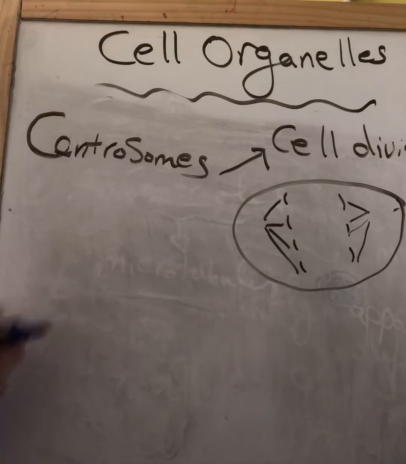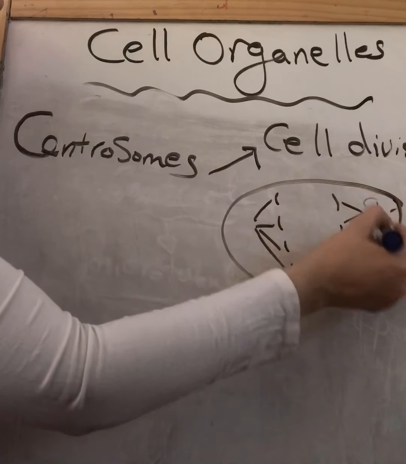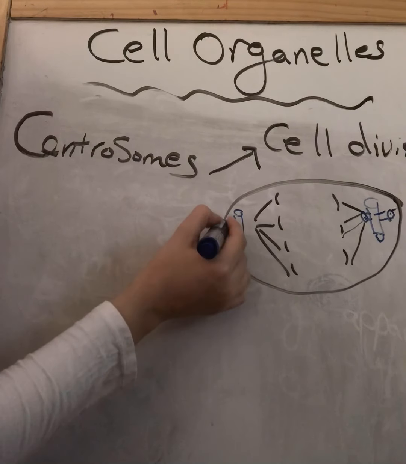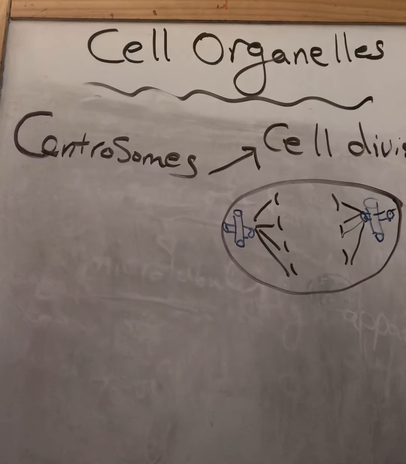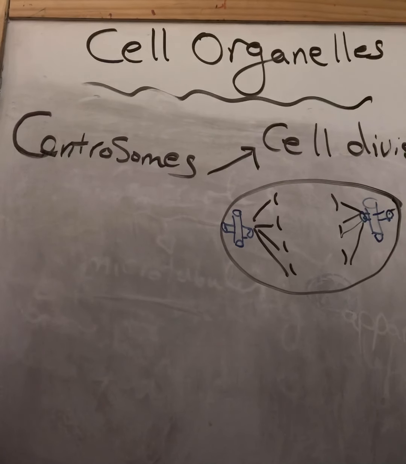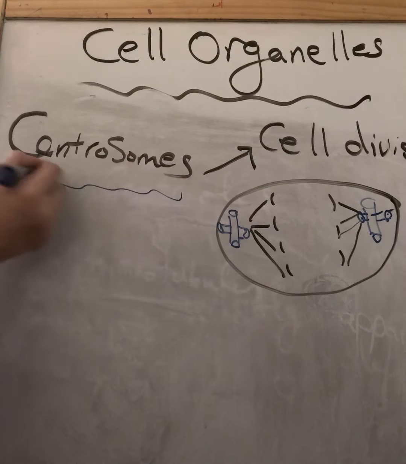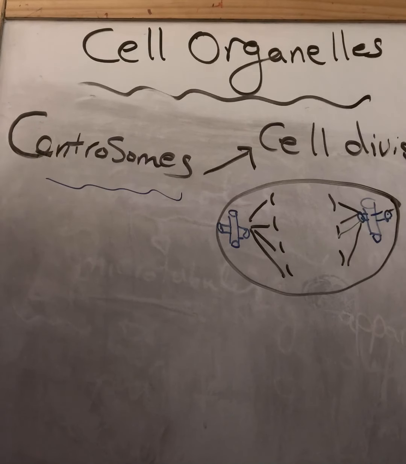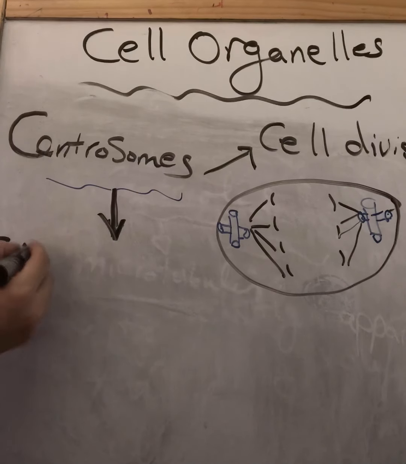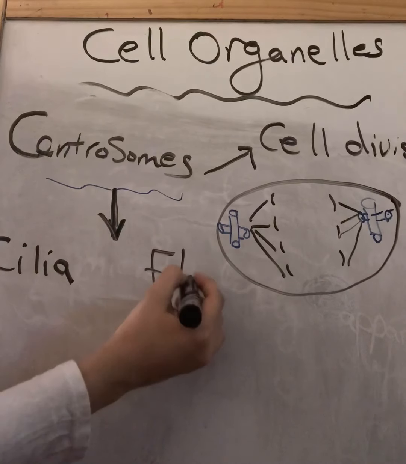The two centrioles here in this pole of the cell and two more in the other pole. Normally, the cell should have two centrioles, but during division, there will be duplication of the number of centrioles, so the cell will have two in this pole and two in the other pole. This is regarding centrosomes. The second function is to arrange microtubules to form cilia and flagella.